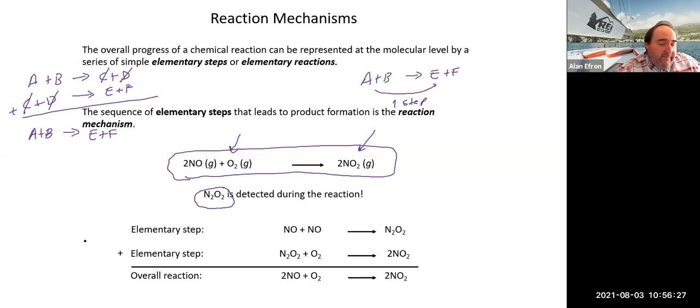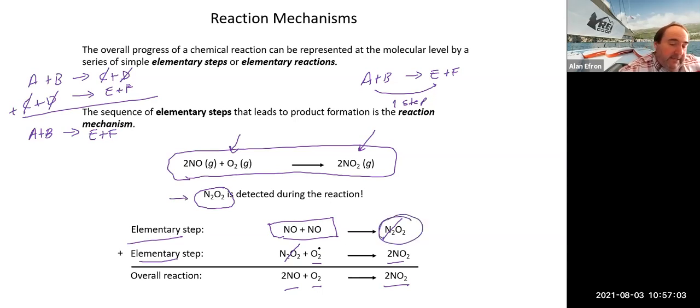And that brings us to what I refer to as reaction mechanisms and elementary steps. Elementary steps are the individual steps in a mechanism that leads to products being made. Now, in this particular case, we would see that the N2O2 cancels. And if we add this together, we get our 2NO and our O2, which is in our overall reaction, and our 2NO2. This also explains why N2O2 is detected in this reaction. In an earlier step, we make it, but then in the next step, we use it up. So that's why we see it appear, but it gets completely used up.